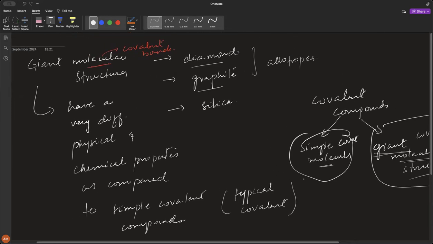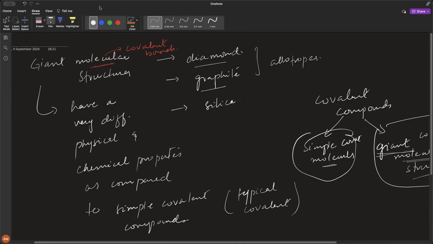Is this clear up till now? So in the giant molecular structures, what we have to discuss is diamond, graphite, and silica. Simple. These are the three types of giant molecular structures that we'll be discussing. Among these, the first two are actually allotropes. You'll get to know what allotropes are. Don't worry about it. And the third one that we have to discuss is silica. This is silica, and basically this is made of carbon, and this is SiO2, silica.